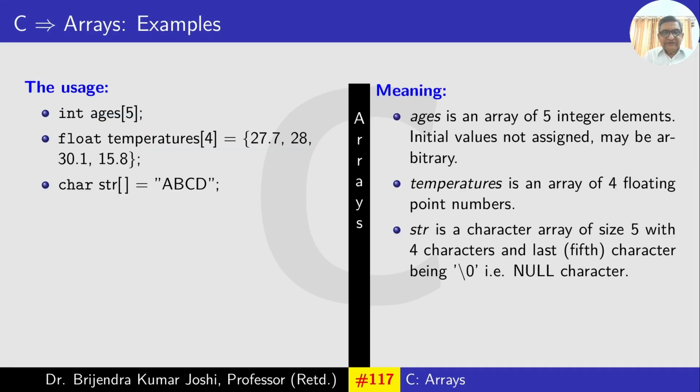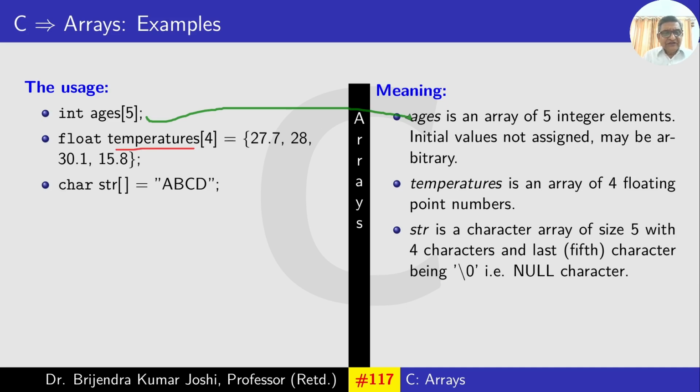Now let us see some examples. Here, int ages[5]; What does this mean here? It means this: ages is an array of 5 integer elements, and initial values are not assigned, so they can be arbitrary values, or the compiler may assign as per the choice of the implementer.